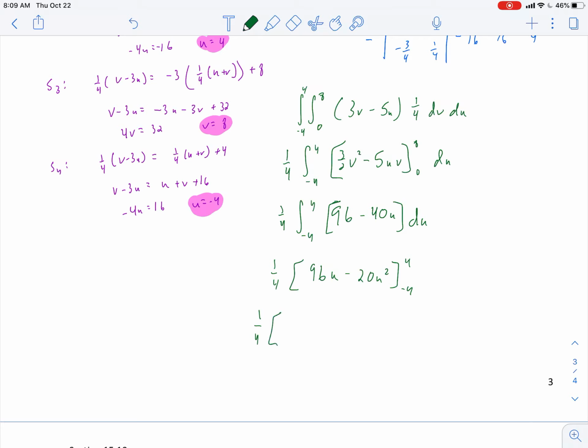So 4 times 96, 16 minus 200 is 192. No, it's not. So 16 minus 400 is going to be 384. Minus 4 squared, which is going to be 16. 16 times 20 is 260.